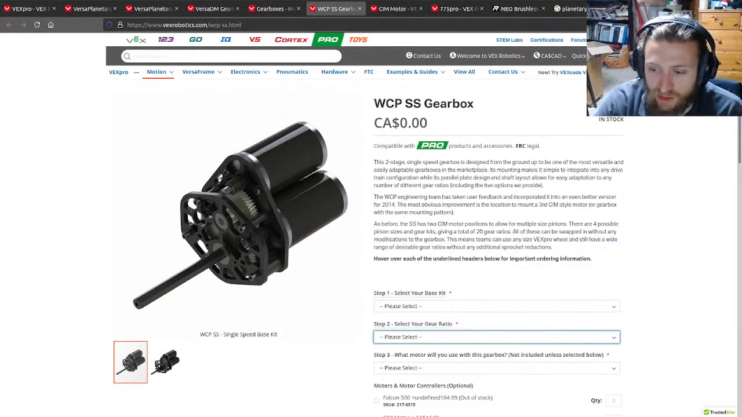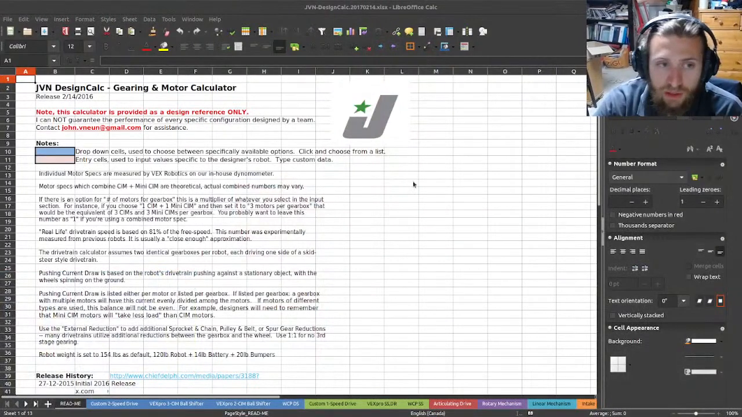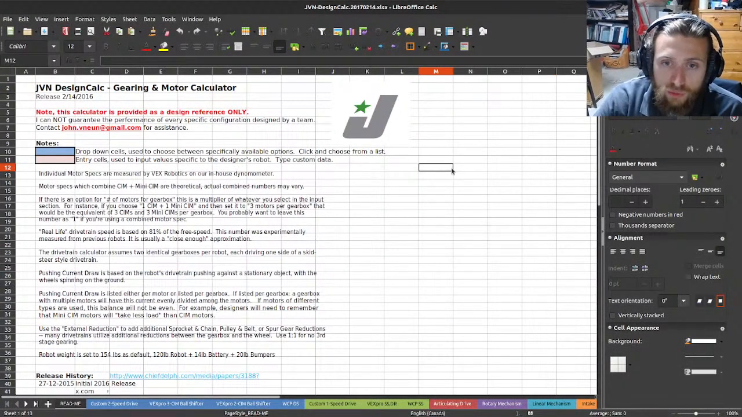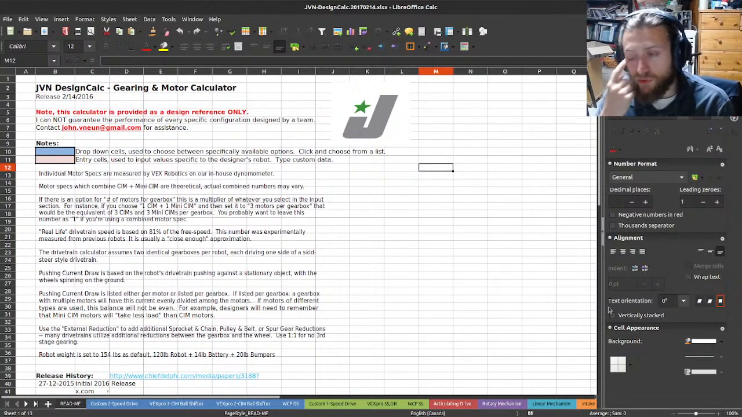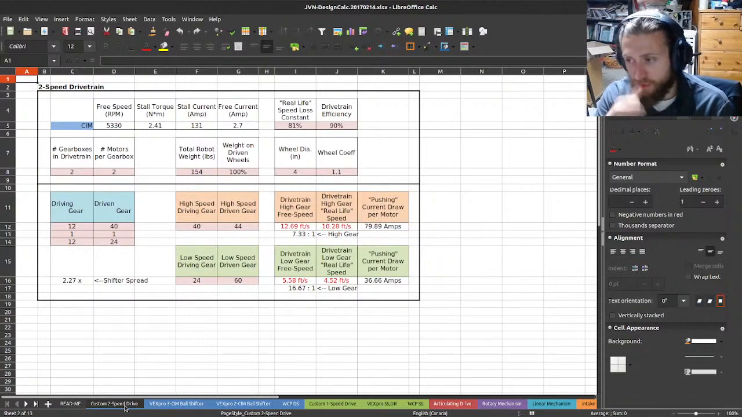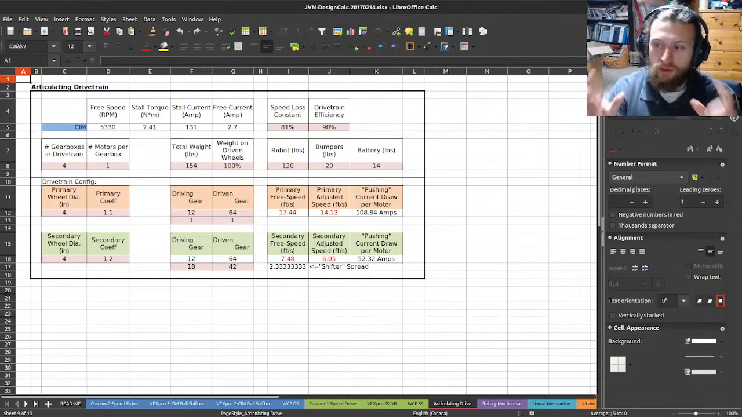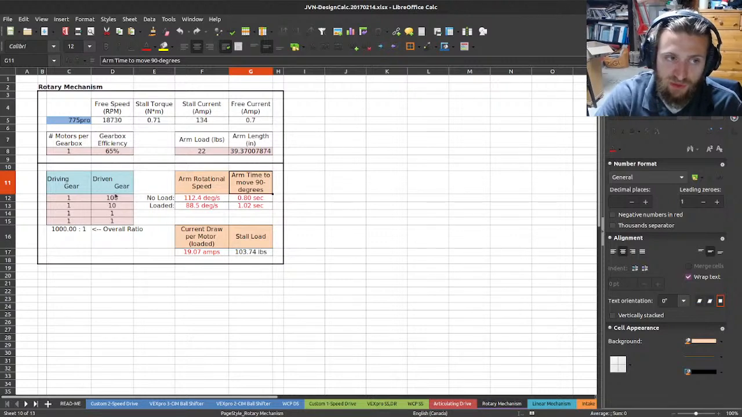So, let us go to the calculator. We're going to use this calculator to help us pick our gearbox and motor configuration. This is the JVN calculator. This is a FIRST Robotics resource, but it's also useful for our purposes. They have a lot of options here. You can calculate dual speed gearboxes for drivetrains, single speed, a bunch of stuff. You can do articulating drives, which I won't get into, it's complicated. We're focusing on rotary mechanisms.